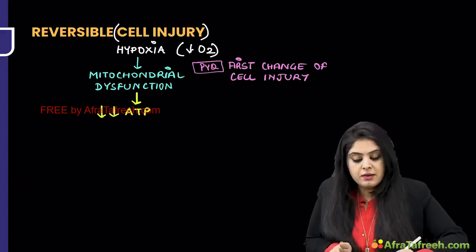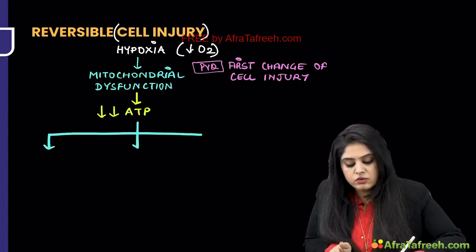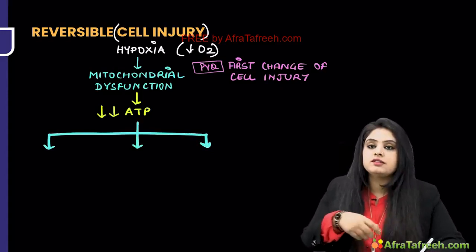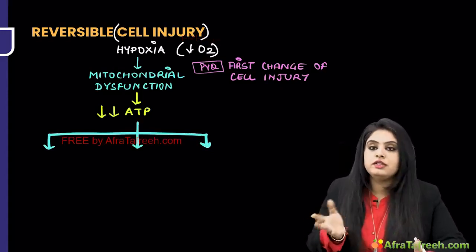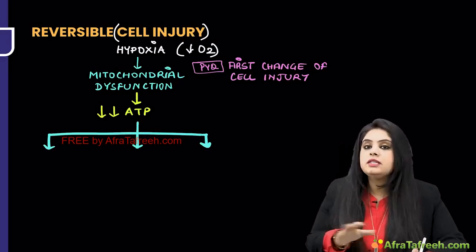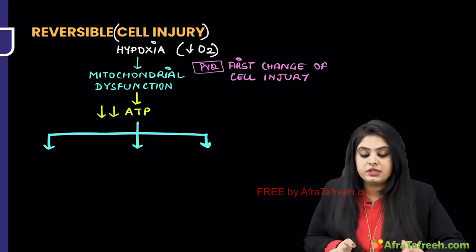So what next? Because the ATP has stopped working, now there are three things that are going to take place in a cell. Most of the students come back to me saying that we can't understand this entire process, how these three things are happening. So I'm going to give you one trick over here, and that will help you learn the entire chapter so smoothly. So what is the trick?